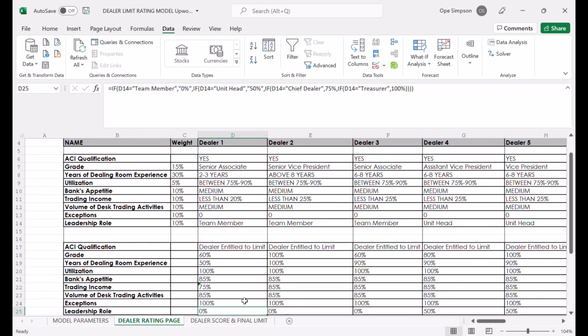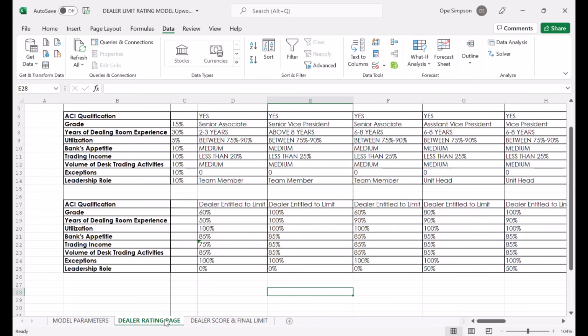And then we go to the leadership role. A team member gets 0% allocation for this parameter, while a unit head gets 50%. If the dealer is a chief dealer, then he gets allocated 75% of this parameter, and the treasurer himself is allocated 100%.